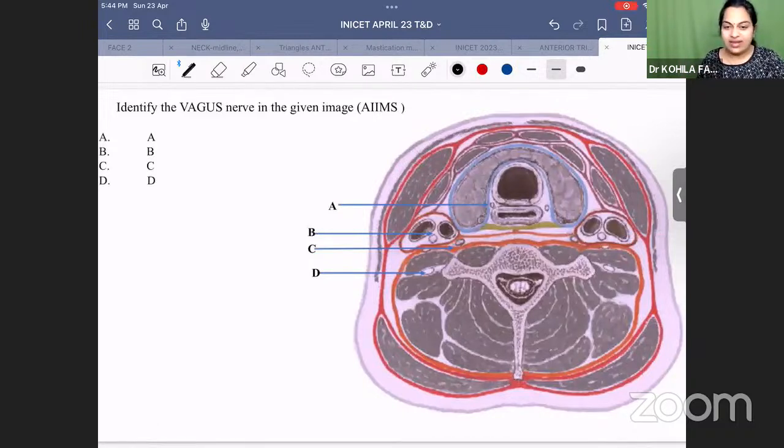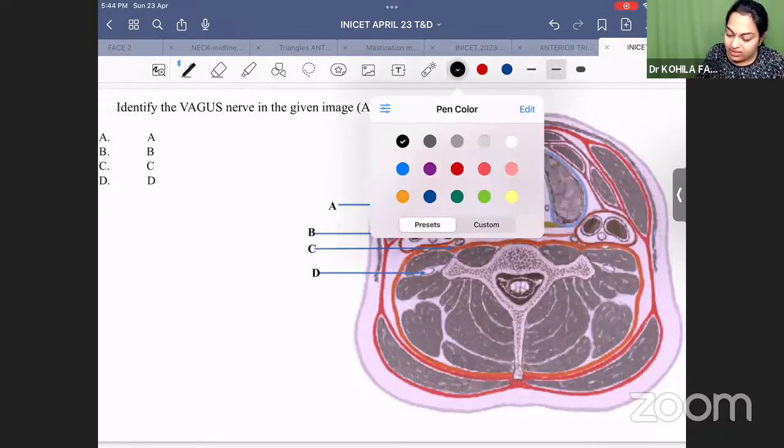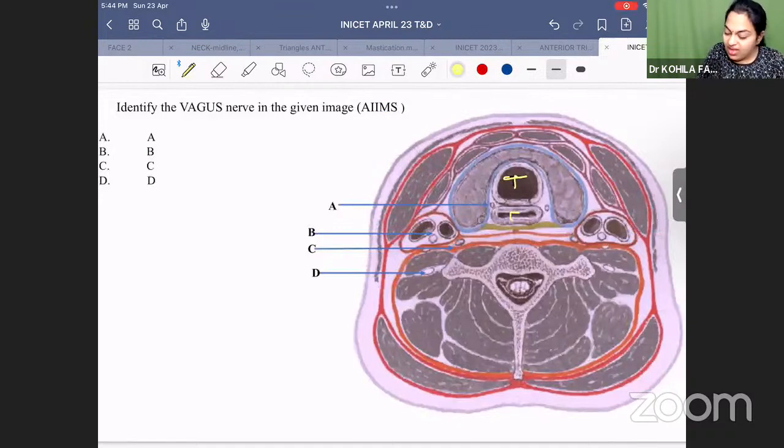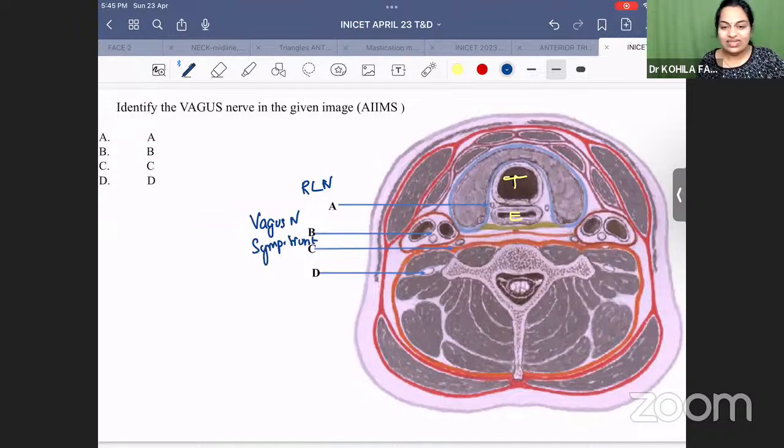Okay. Now, can you tell me what is ABCD? Where is A? So this is your trachea. I'll take a different color. This is trachea. This is esophagus. So what is A? A is going to be the recurrent laryngeal nerve, right? Very good. Then what is B? B you see within the carotid sheath. So that is going to be vagus nerve, right? And C, what is C? C you see behind the carotid sheath. So that's going to be sympathetic trunk.